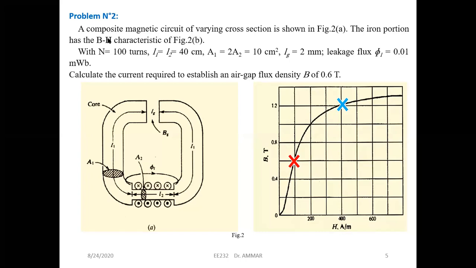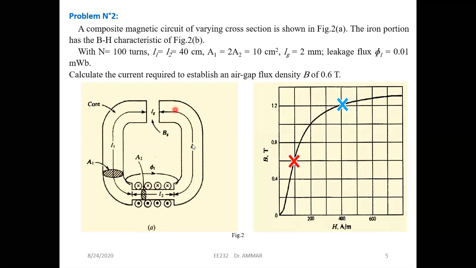Okay. So a composite. When we say composite, it means a mixture of materials. A mixture of more than one material. A composite magnetic circuit of varying cross section is shown in figure number 2. And the B-H characteristic, which is the magnetizing curve, is given on the right side. Okay, so this example is a bit complicated.